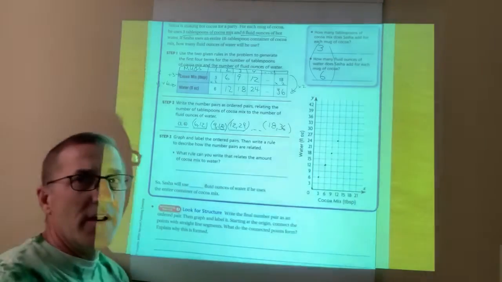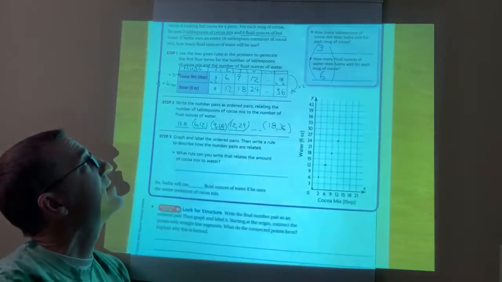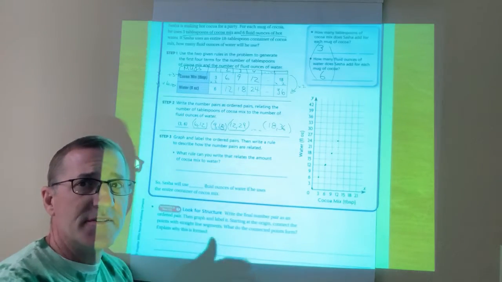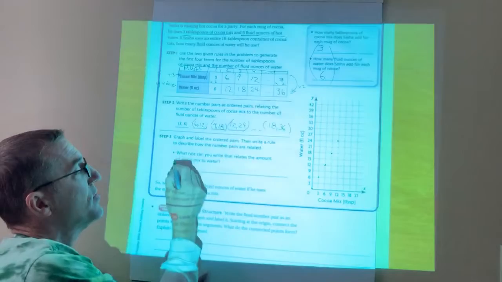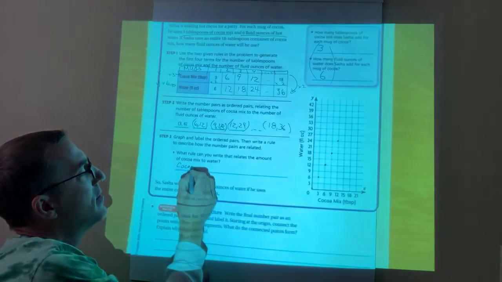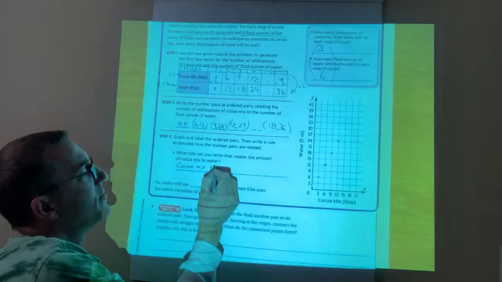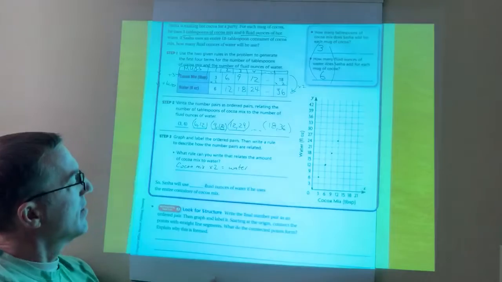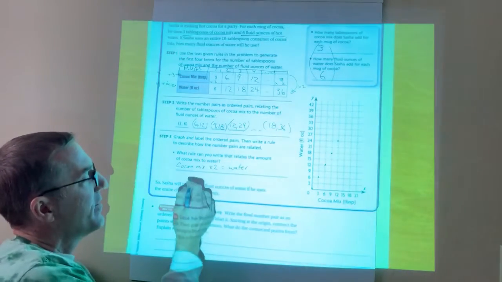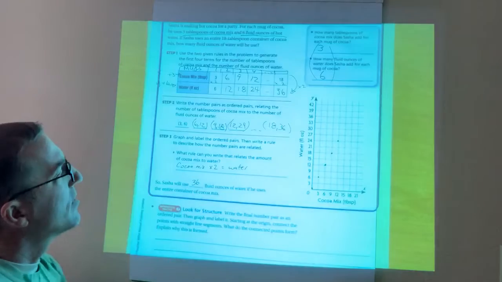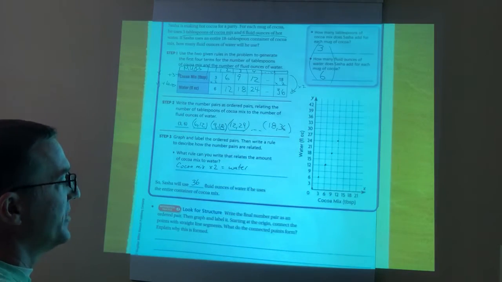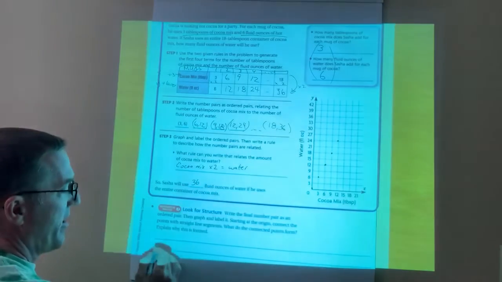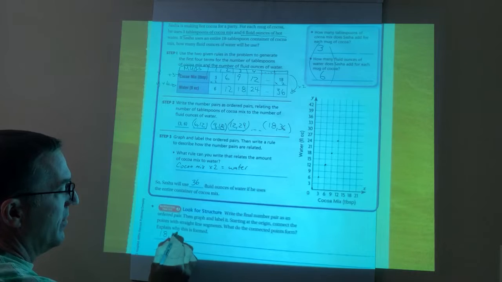Okay, and what's our rule going to be? We're going to take the amount of cocoa mix, multiply that by what to get the amount of water. So it's cocoa mix times 2, which is our rule, so it's cocoa mix times 2 equals water. Okay, if we use the entire one, we've already figured that out. That's 36. Okay, and what we want to do down here, write the final number pair as an ordered pair, which is going to be, what's our final ordered pair? 18, 36.